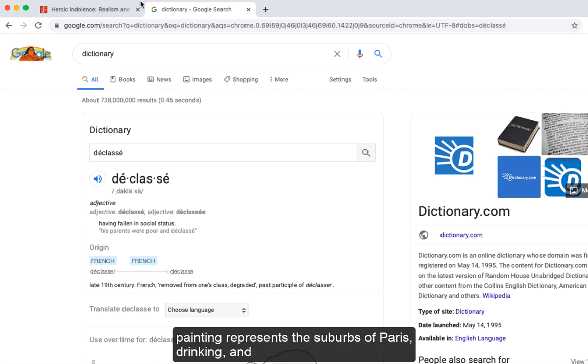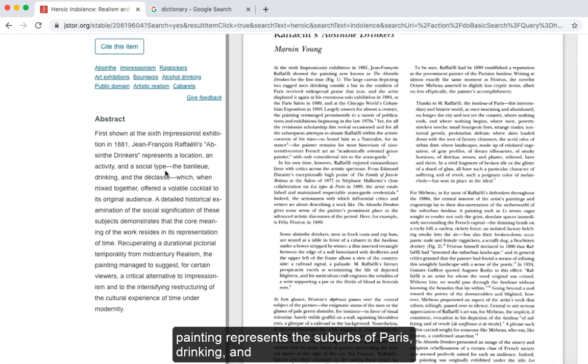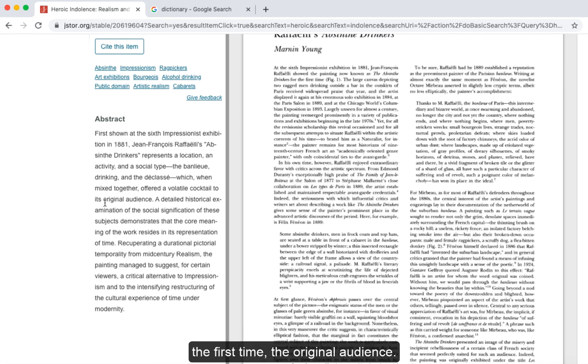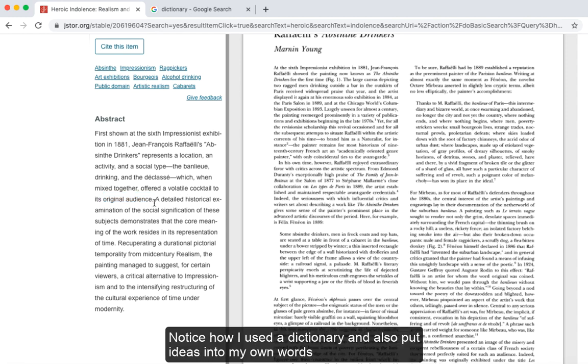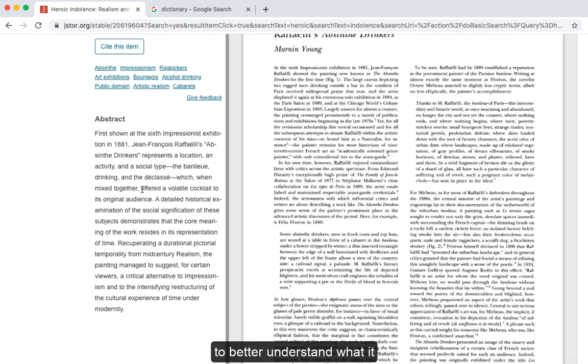So this painting represents the suburbs of Paris, drinking, and someone who has fallen in social status. And according to this article, these three things represented together in the painting were controversial and triggered something volatile in the people who were viewing it for the first time, the original audience. That is how you dissect a sentence. Notice how I used a dictionary and also put ideas into my own words to better understand what it was about.